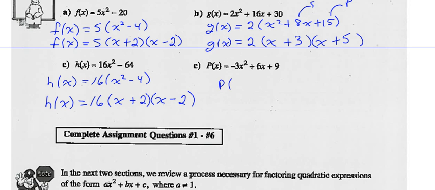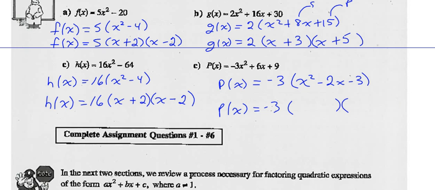Do the same thing for p of x. I see that all three terms are divisible by 3, but I can actually divide out a common factor of negative 3. That means I've got a 1x squared in front, which is a lot easier to factor, a positive x squared term. 6x divided by negative 3 is a minus 2x, and 9 divided by negative 3 is a minus 3. And I'm going to use that inspection method.